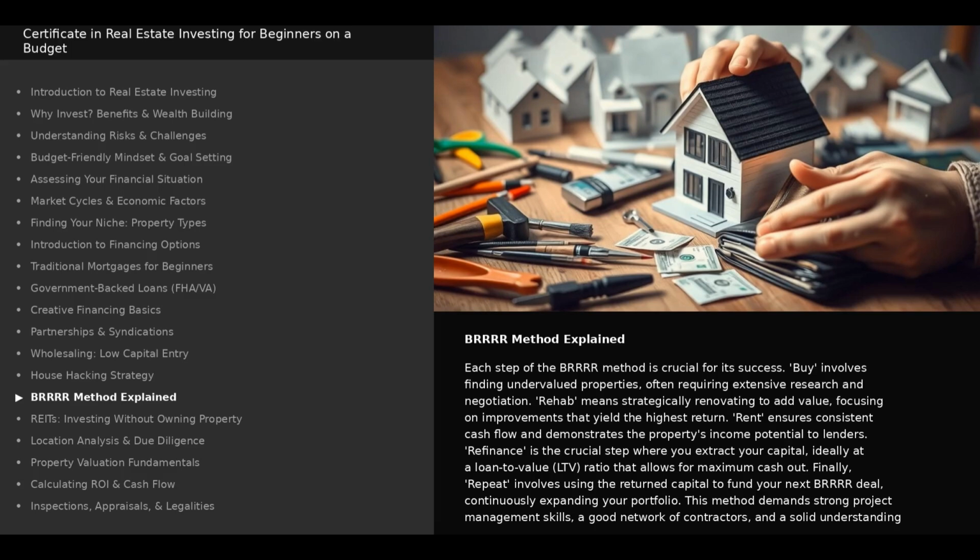This method demands strong project management skills, a good network of contractors, and a solid understanding of financing, but it offers a clear path to significant wealth creation and portfolio growth.